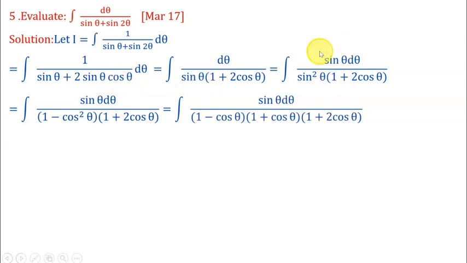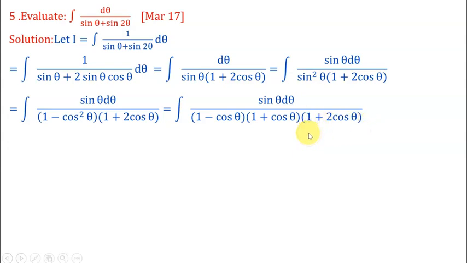Then multiply numerator and denominator by sine theta. Then what you will get here? Sine theta into d theta, sine theta into sine theta means sine square theta, in bracket 1 plus 2 cos theta. But what is sine square theta? 1 minus cos square theta. Now again, 1 minus cos square theta means what? 1 minus cos theta into 1 plus cos theta, into again 1 plus 2 cos theta.